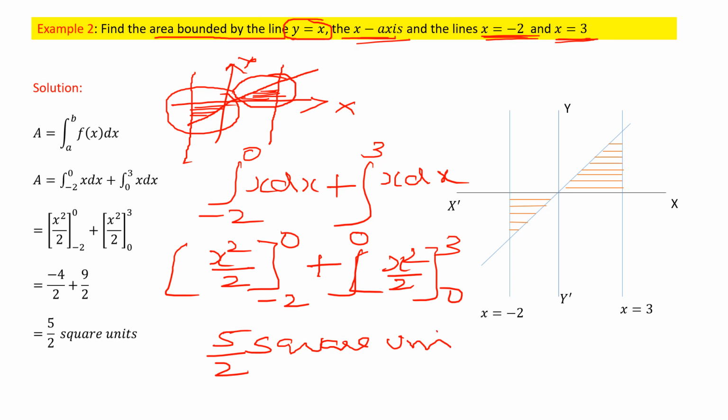Remember, whenever you apply integration, whenever you apply the limits, you have to substitute the upper limit first, then put a minus sign and then substitute the lower limit.